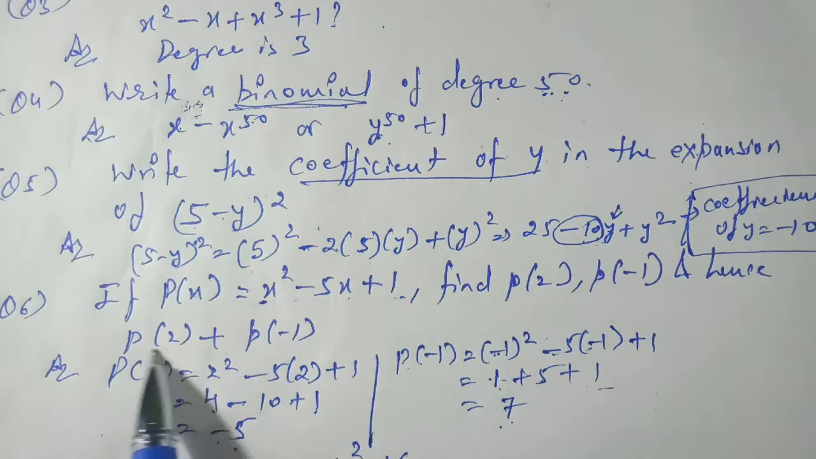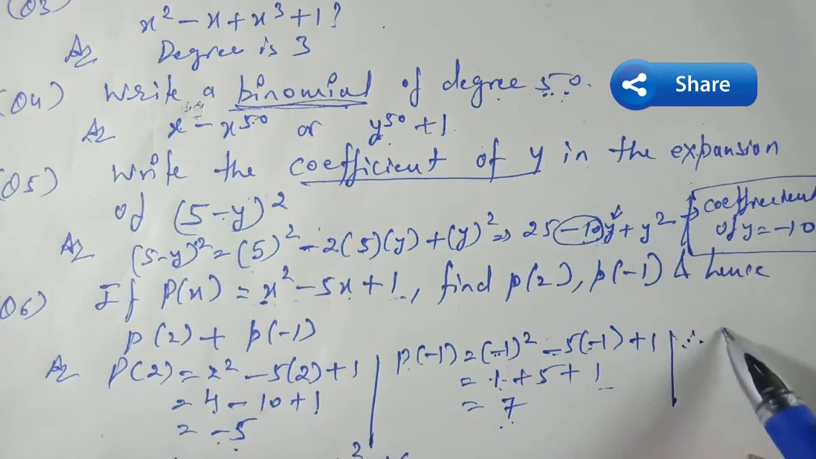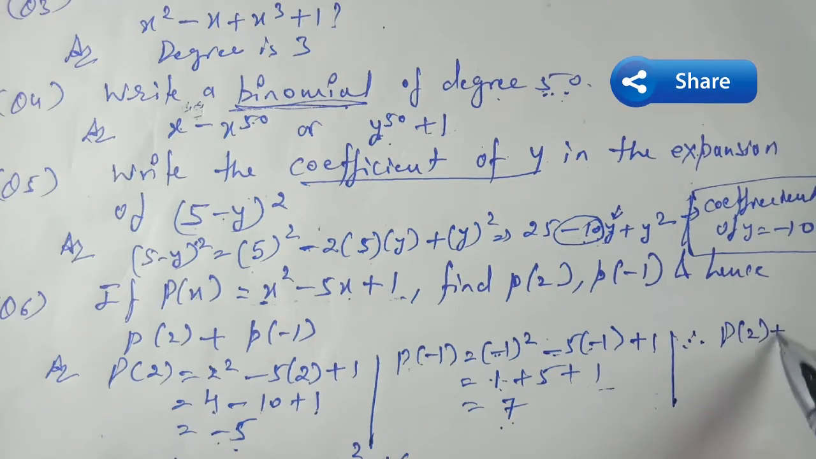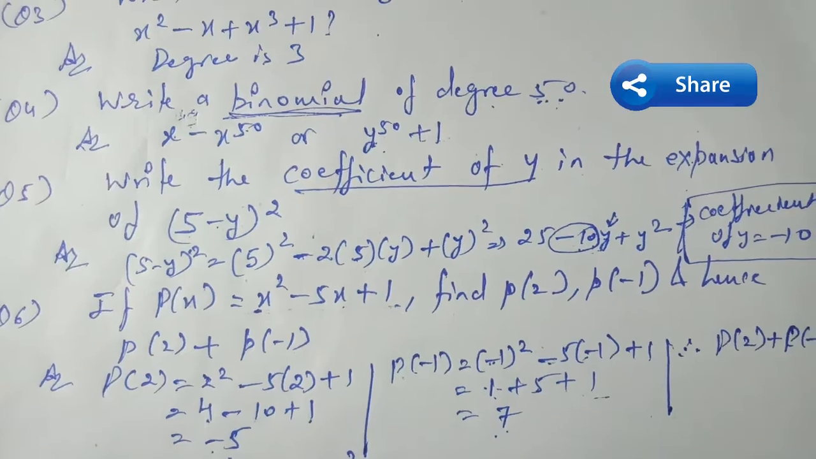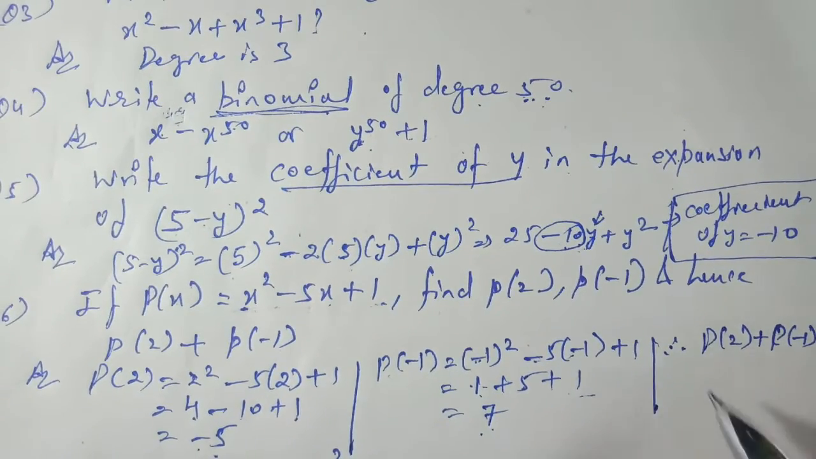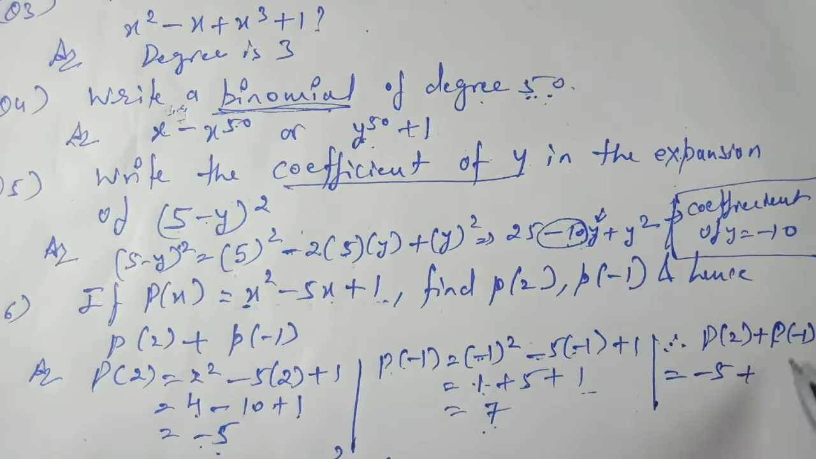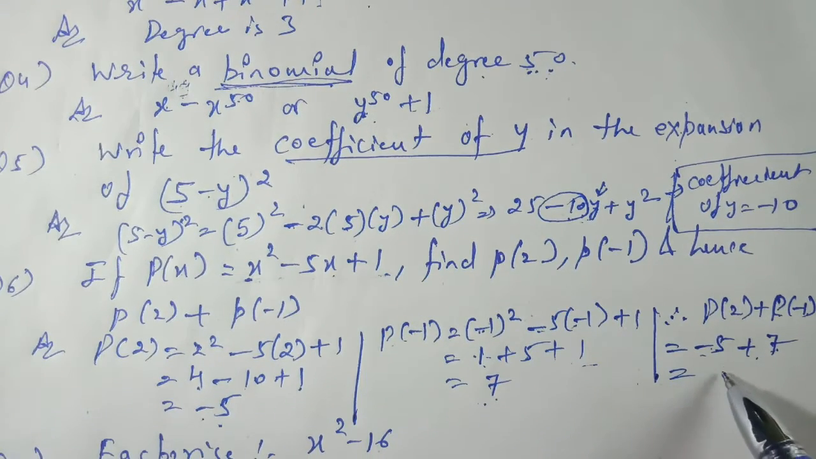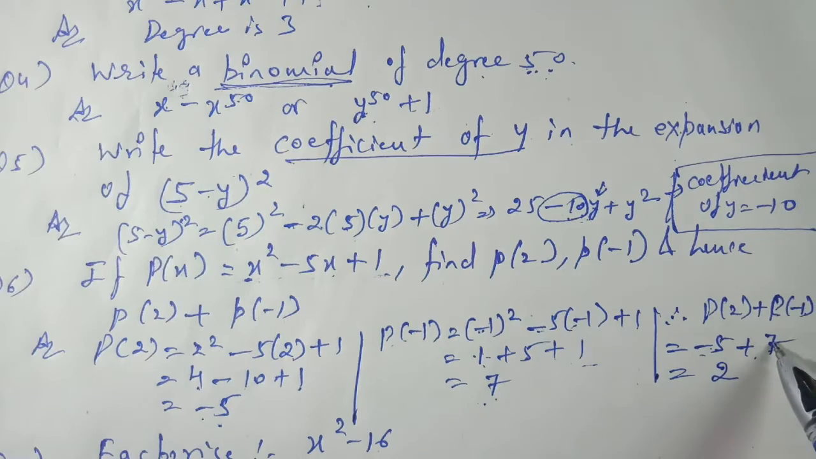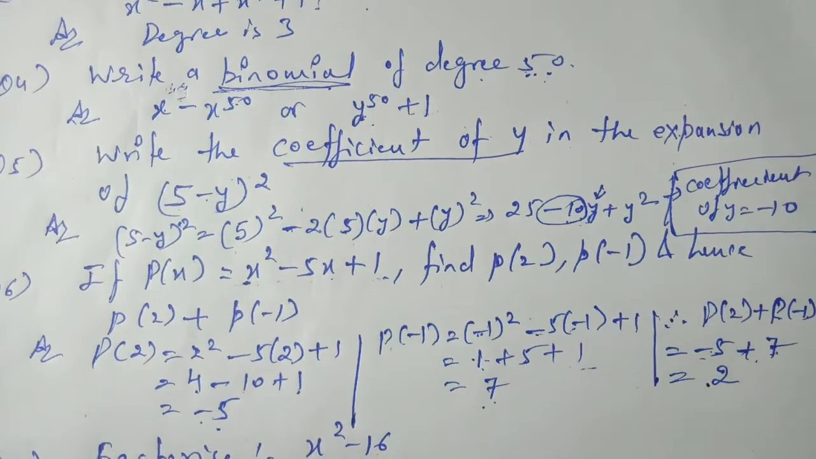Now we have to add both of them. Therefore p(2) plus p(minus 1) is equal to minus 5 plus 7. Both are in opposite signs, so they are to be subtracted. 7 minus 5 gives 2. The greater number is positive, so the answer is plus 2. This way we can calculate.